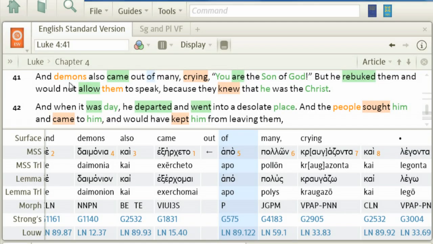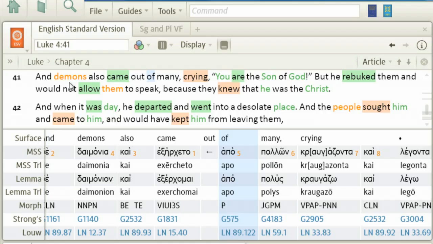A neuter plural subject can be used with a singular verb. According to Greek grammarians, the neuter plural normally takes a verb singular in number. But the singular verb also regards the plural subject as a collective whole. This idea of the collective whole is an insight from Greek grammarian Daniel Wallace.